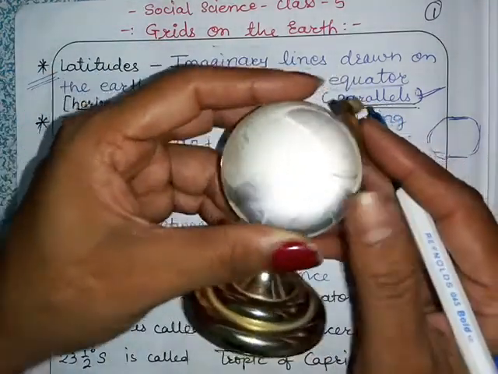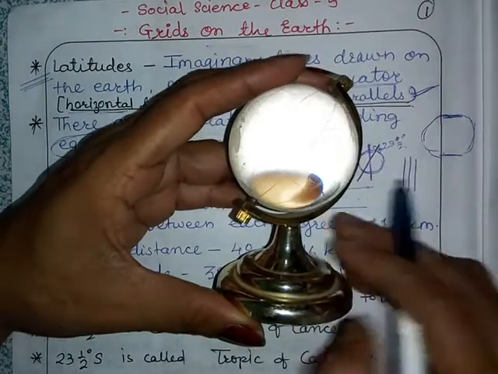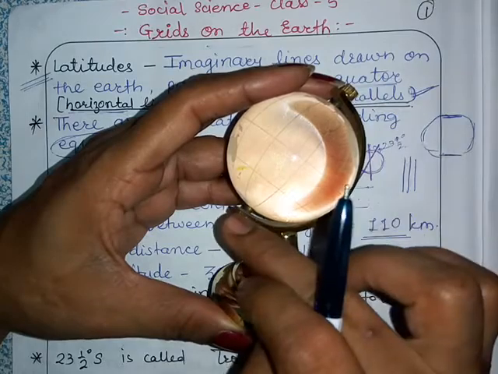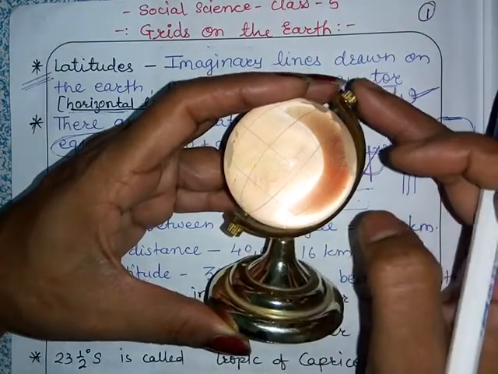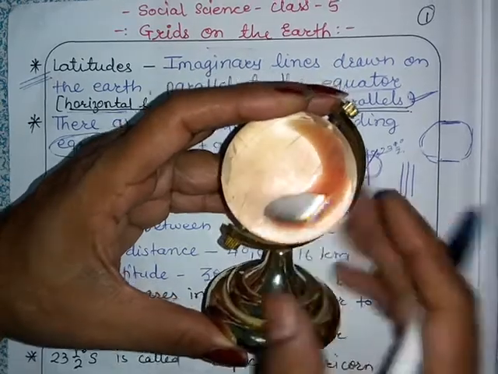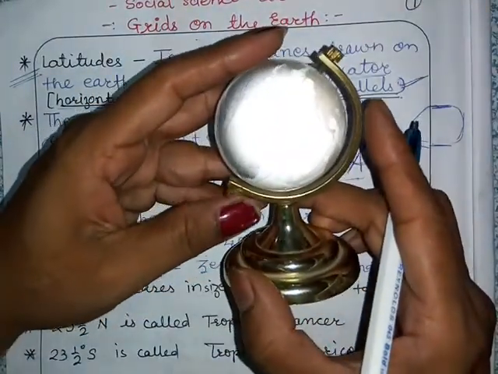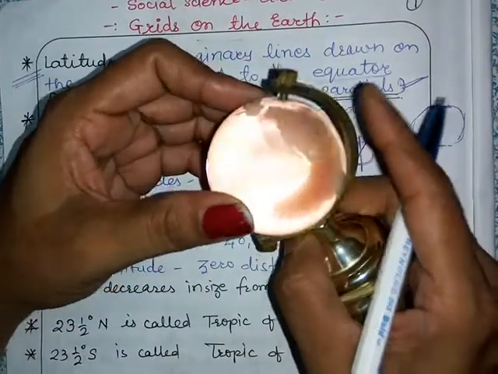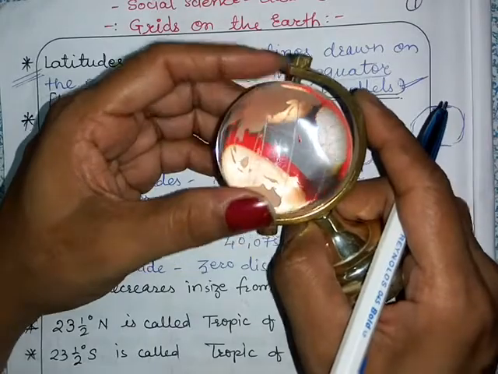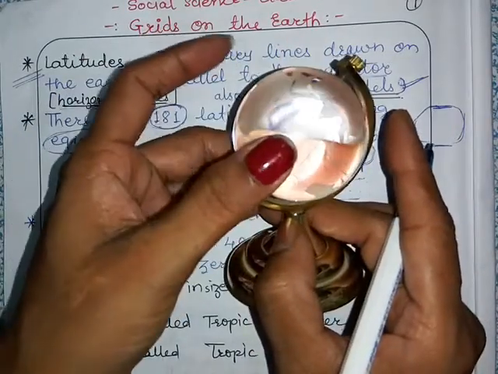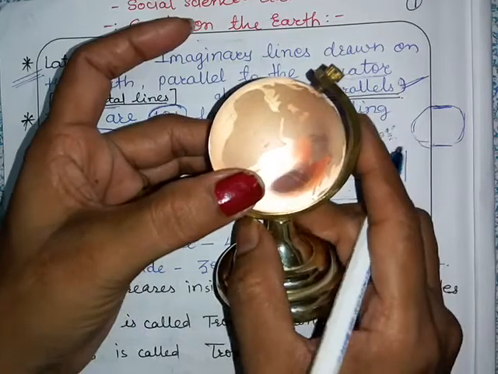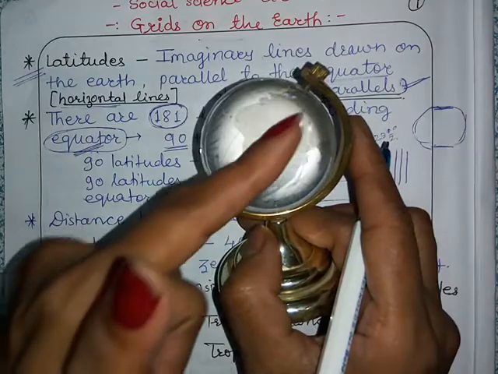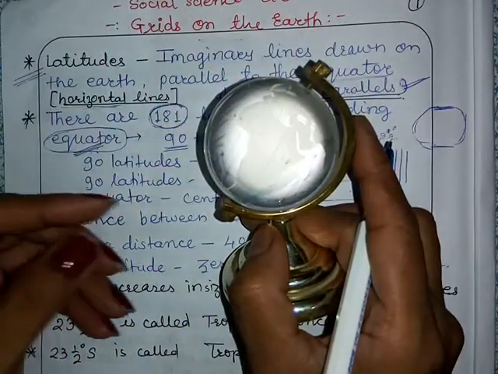See, here I have this globe, and you can see this is the axis of the earth, passing through the center of this globe. This is the north pole, this is the south pole. If you hold it straight, it should be like this, and it should rotate like this, but it is not rotating in this way, it is rotating in a tilted way. That means this earth, or this globe, is tilted at 23.5 degrees. Tilted means झुका हुआ.